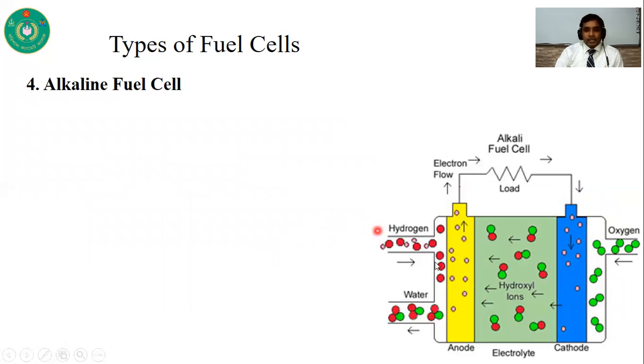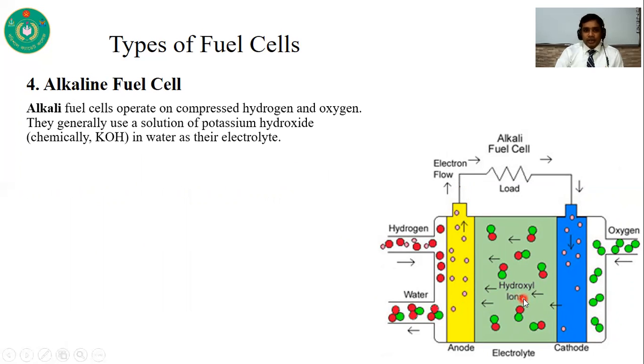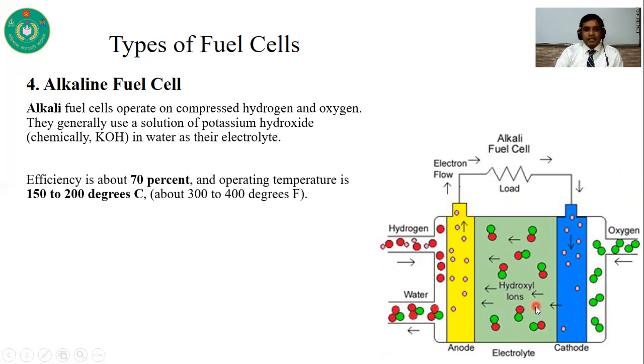Now, the alkaline fuel cell. In the alkaline fuel cell, we use basically potassium hydroxide as the electrolyte. You can see this in the picture of the alkaline fuel cell. Its efficiency is about 70%, so it is a very highly efficient fuel cell. Its operating temperature is 150 to 200 degrees Celsius, and its cell output ranges from 300 watts to 5 kilowatts.